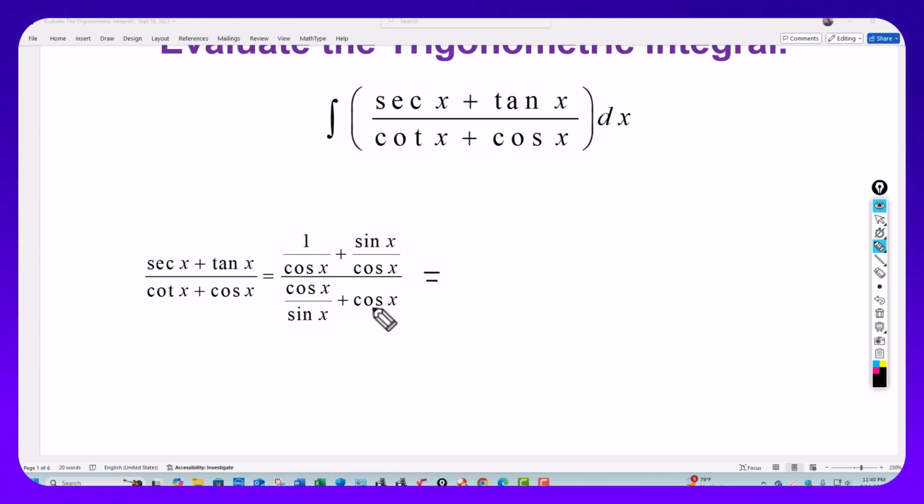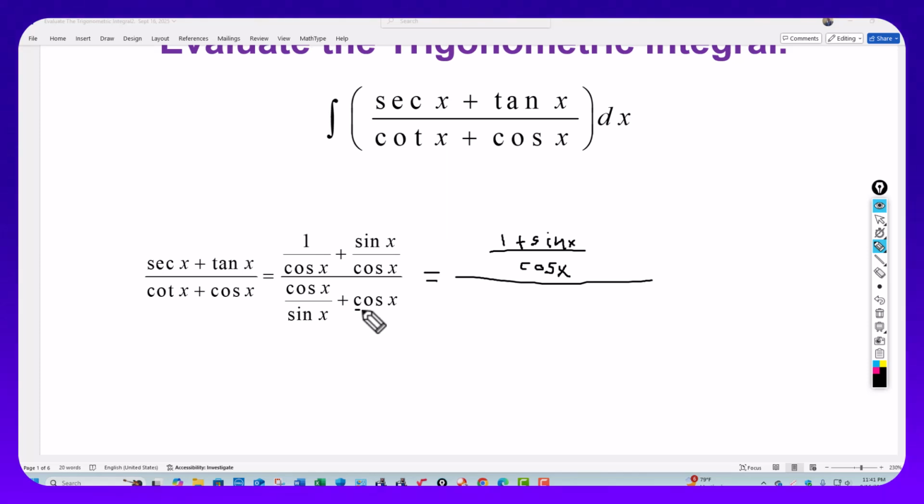So we have that. And then here I have the same denominator, so I'm just going to write this as cosine of x there. And then I have 1 plus sine of x up here. So 1 over cosine, sine x over cosine. Same thing here, 1 plus sine of x over cosine of x.